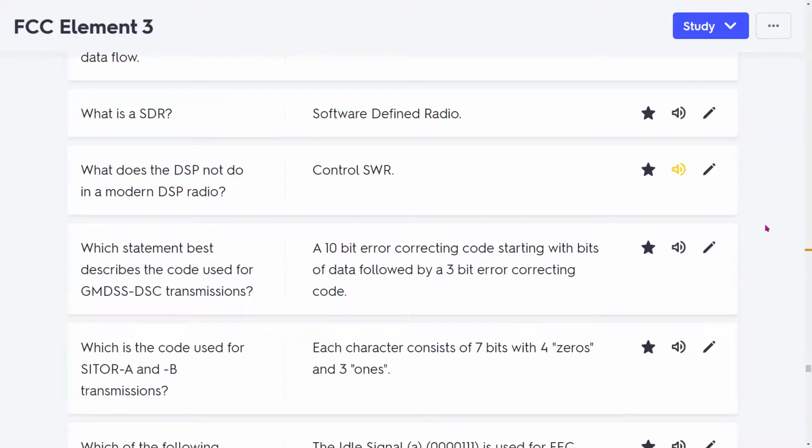What does the DSP not do in a modern DSP radio? Control SWR. Which statement best describes the code used for GMDSS DSC transmissions? A 10-bit error-correcting code starting with 7 bits of data followed by a 3-bit error-correcting code. Which is the code used for SITOR ARQ and FEC transmissions? Each character consists of 7 bits with 4 zeros and 3 ones.